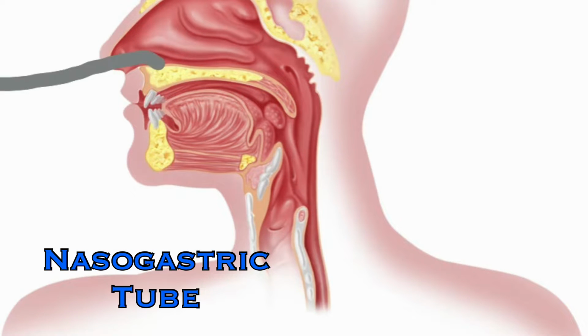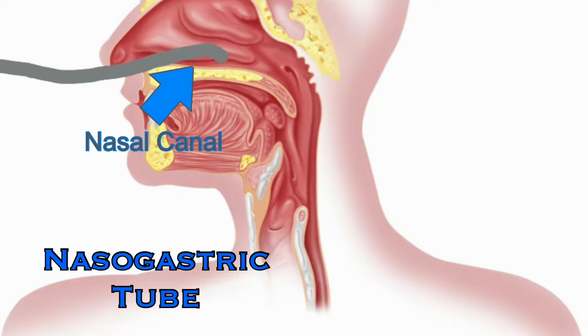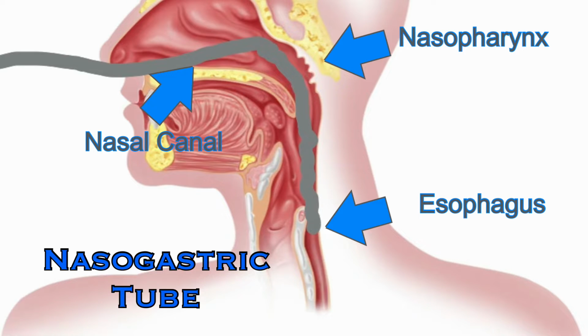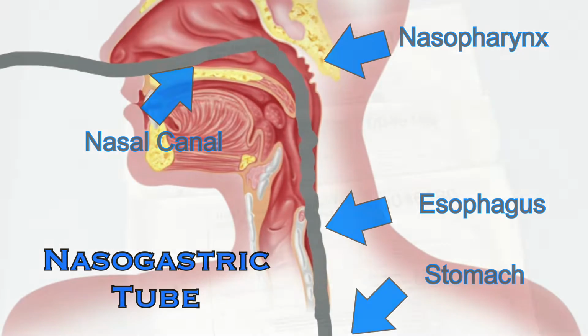An NG tube is inserted into one of the nares, travels along the base of the nasal canal, turning at the nasopharynx and traveling down to reach the esophagus, and then down further until it reaches the stomach.